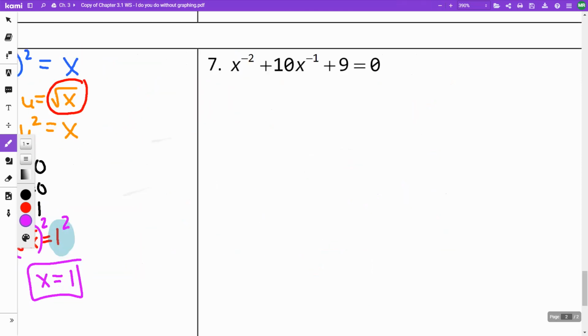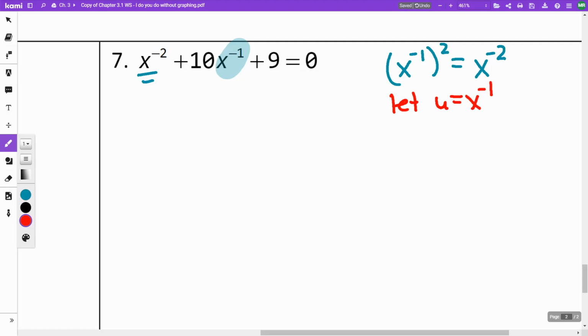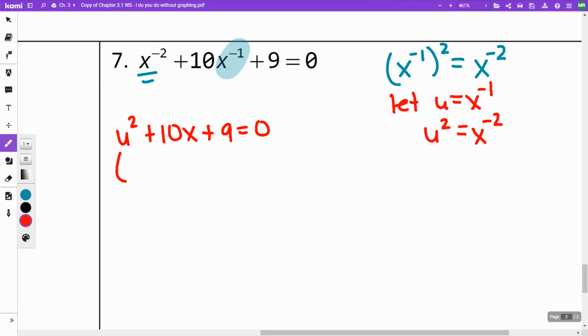On number 7. I'm going to do a similar thing. I'm looking here. And if I can take that and square it, and when I do power to power, I get x to the negative second, and I get that, then it's quadratic in nature. So I am going to let u equal x to the negative first, which means u squared is going to be x to the negative second. So I'm going to rewrite this as u squared plus 10u plus 9 equals 0.